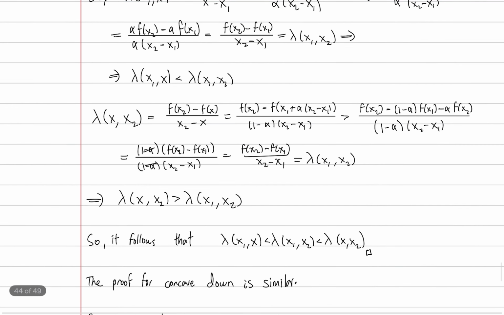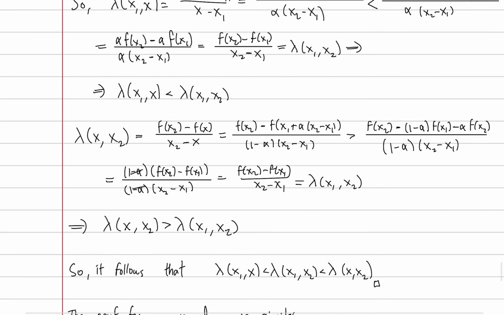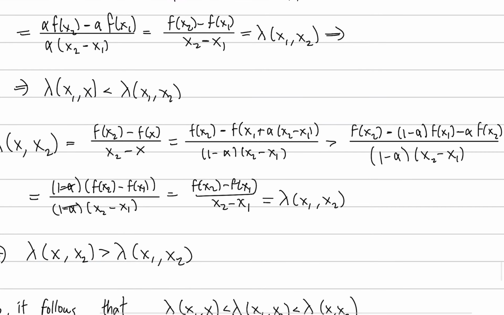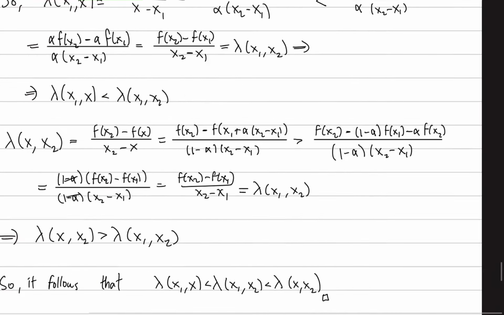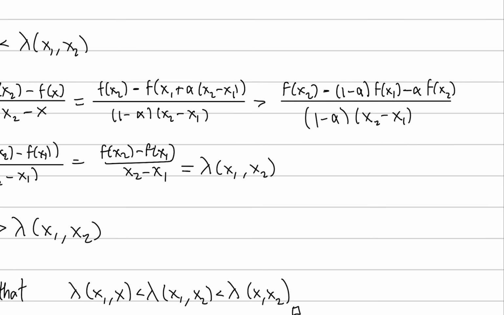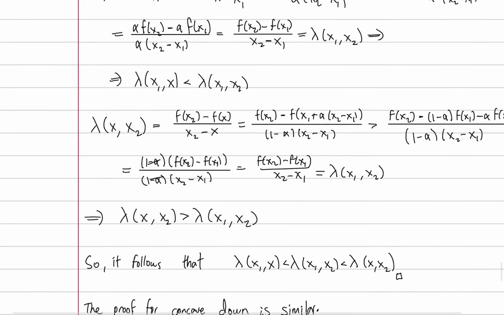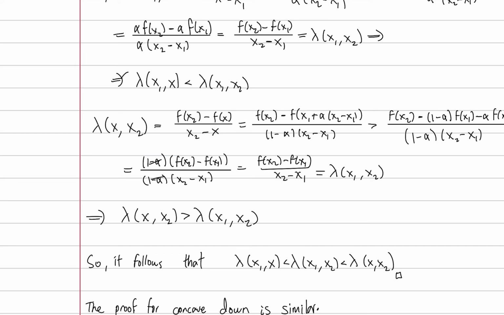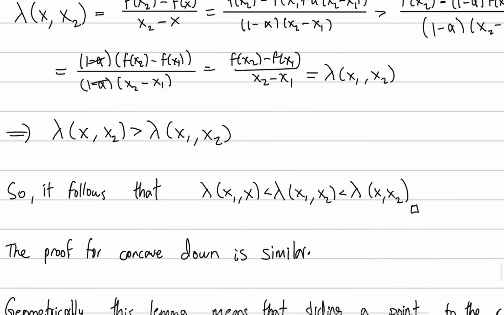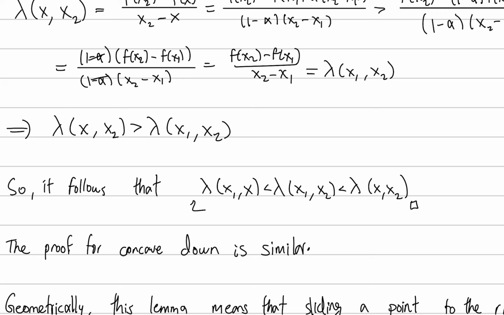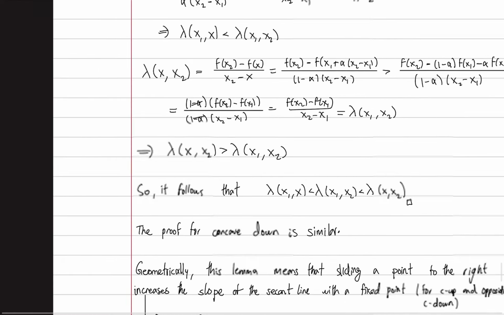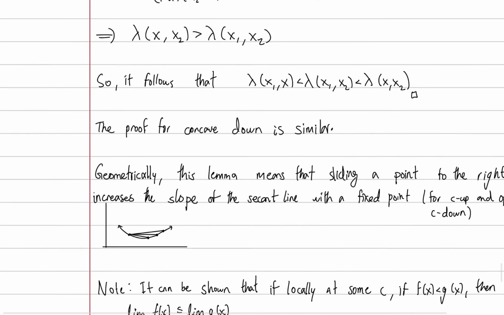Now, the second one is equally as easy and relies on the same exact idea, except this time we're going to say that the other side is true because we're subtracting by a larger number. So subtracting by a lesser number is going to be greater, but the same exact idea. This time we're going to have 1 minus alpha cancel out. And when they do cancel out, we're going to have lambda of x1, x2. Since we have these two, we can combine them and get that it must follow that our lemma is true. You see the lemma right here? That's what we're saying, right? And we've proven it for concave up, but for concave down, it's similar, just flipped.